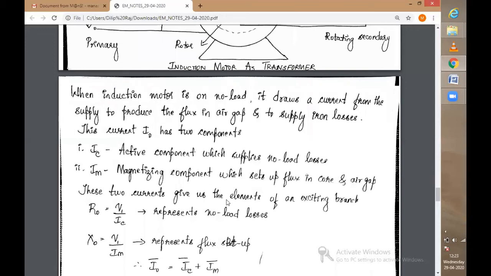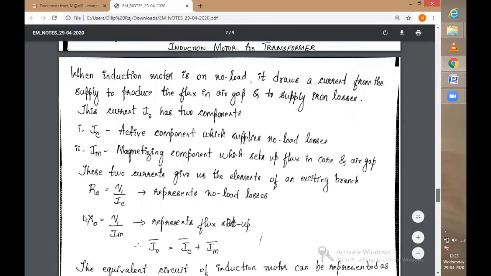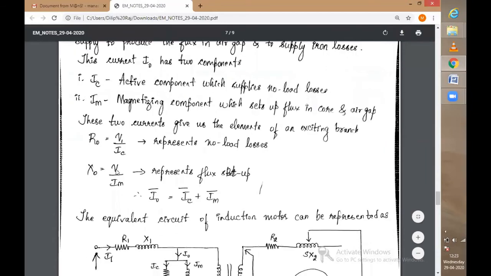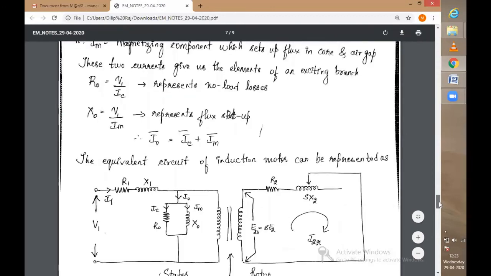So these two currents are represented by fictitious elements such as R naught and X naught. R naught is given by V1 by IC, V1 being the supply voltage. This represents the no load losses. X naught is responsible for producing the magnetic field in the air gap, which is given by V1 by IM. So the phasor sum of these two currents, IM and IC, gives us the no load current drawn by the motor, that is I naught.